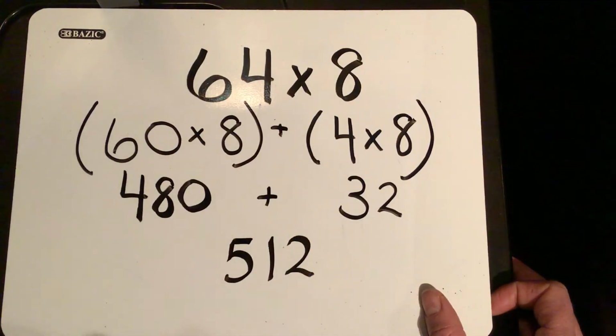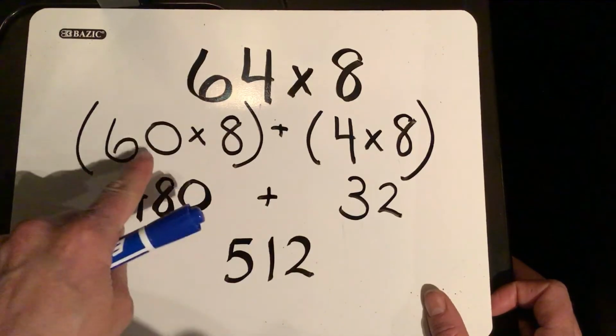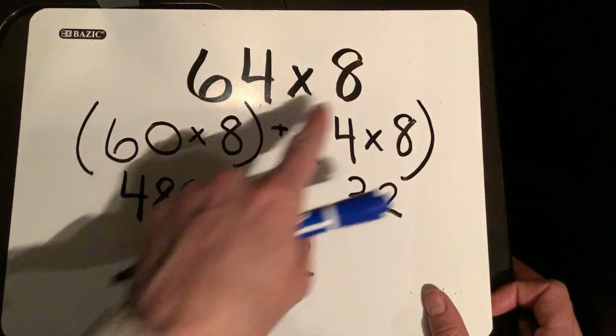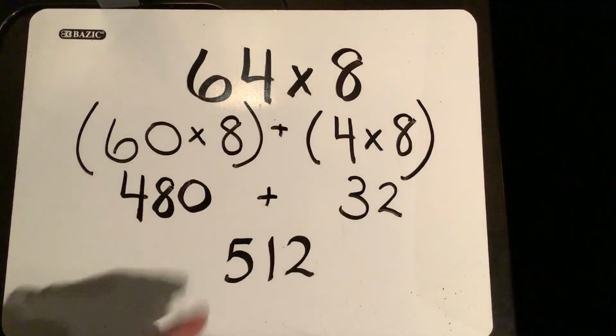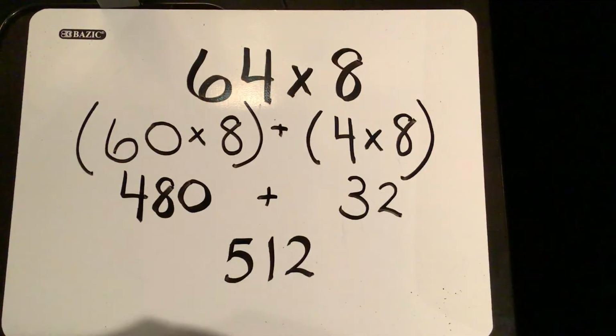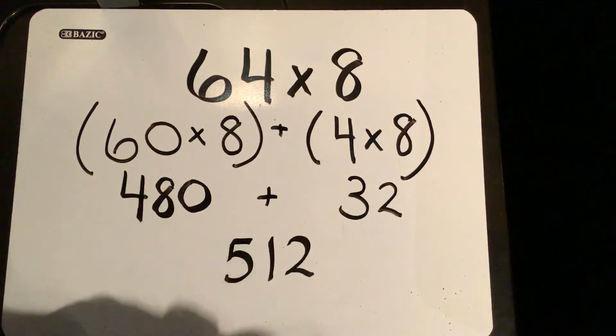So that's the split strategy. I split 64 into 60 and 4, and I multiply both of them by 8, and then I add them together, and I get 512. The next one we're going to do is a 2-digit by a 2-digit.